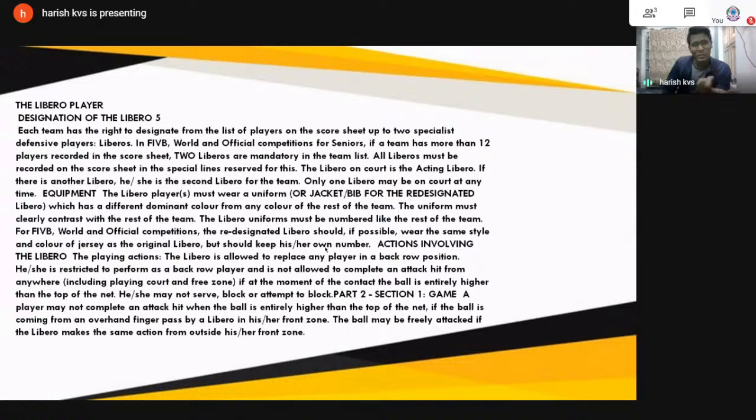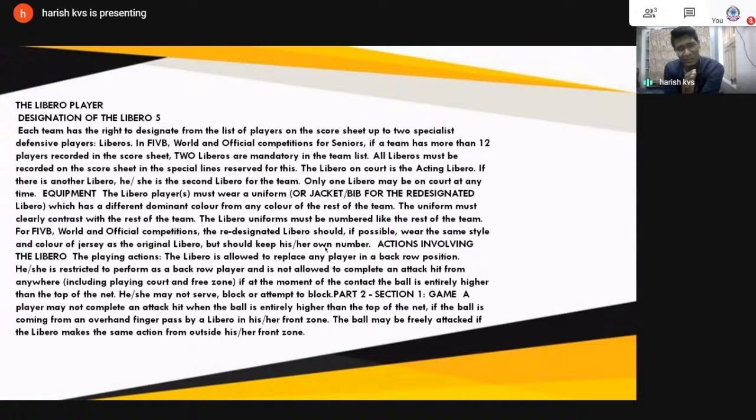Each team has the right to designate up to two specialist defensive players on the score sheet. As you can see, the basic responsibility of a libero is defensive. The player nominated as a libero will stay at the center of the court and is termed the playmaker for the whole team. Two liberos are mandatory in the team list. All liberos must be recorded on the score sheet. The libero on court is the acting libero. If there is another libero, that is the second libero of the team.